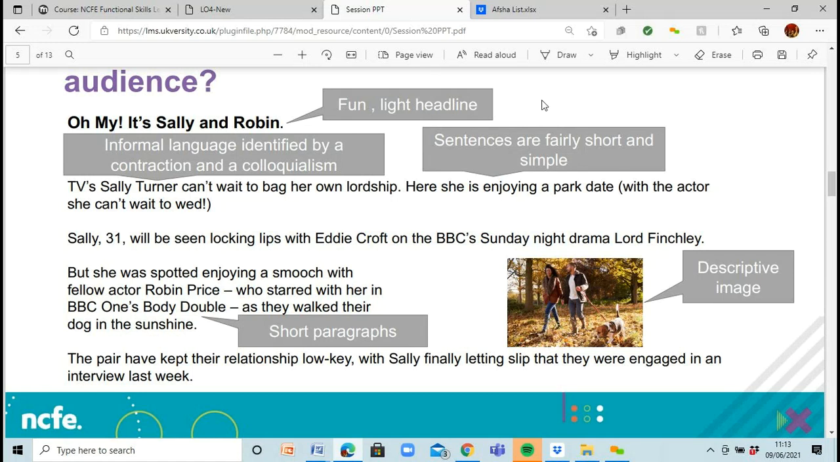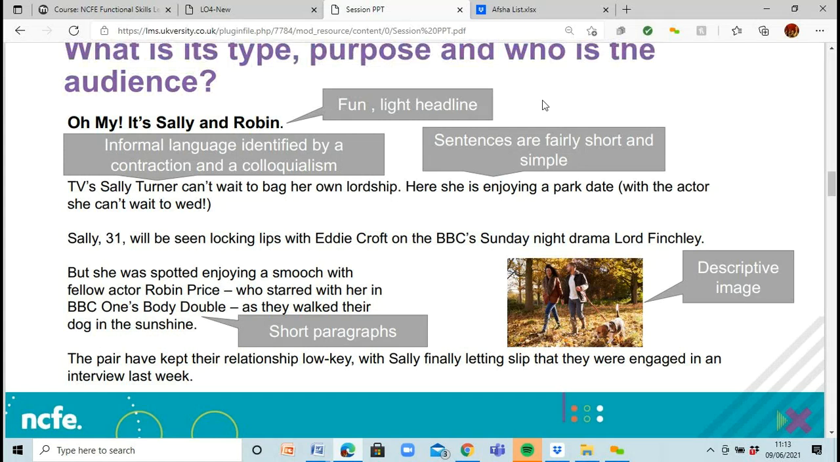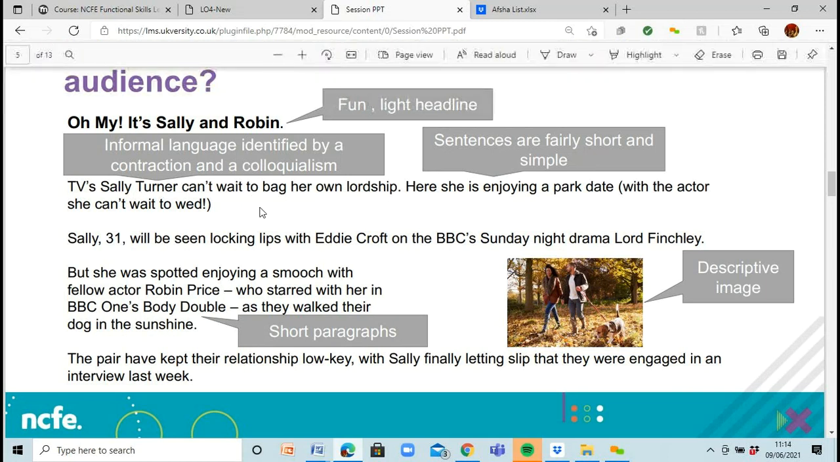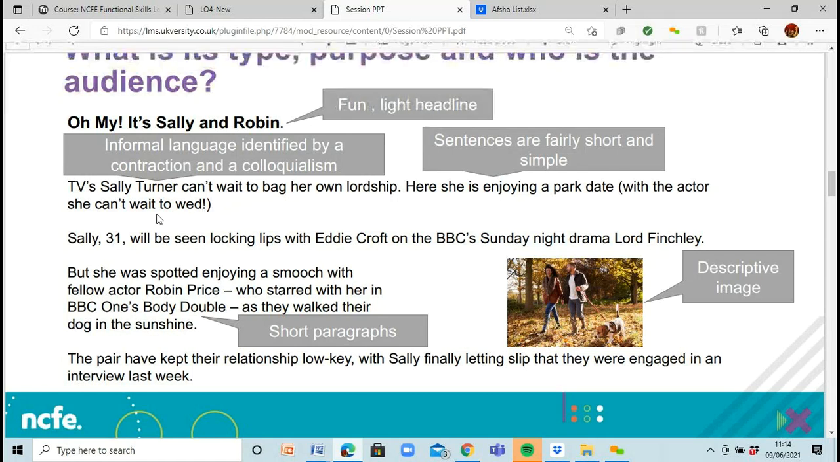So, with this here, we've got, oh my, it's Sally and Robin. It's a nice, fun, light-hearted, free headline. So you can tell straight away it's not something serious. It's a bit of extra information. It's just a bit of fluff, really. They're using informal language over here. So when they say can't wait to bag her own lordship and she can't wait to wed, instead of saying she can't wait to be married or she's having a wedding, they're using informal language. They're also using contractions.